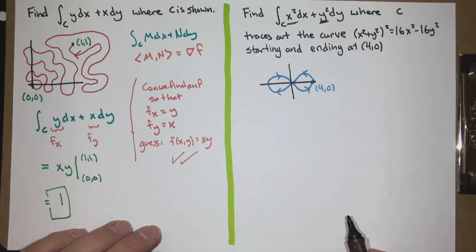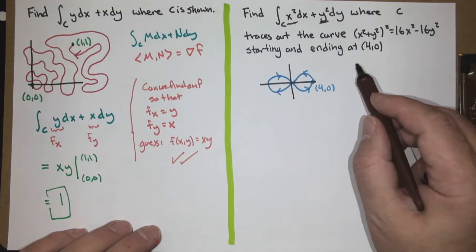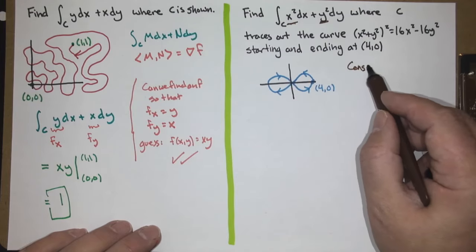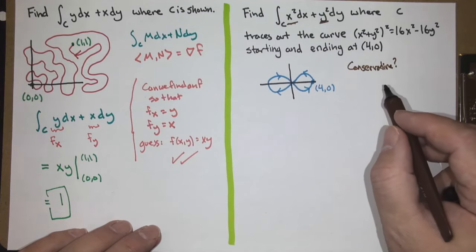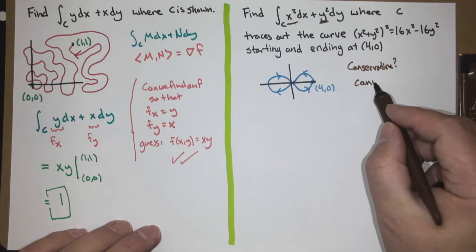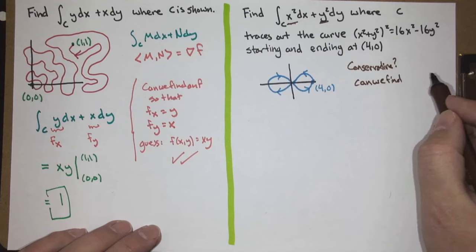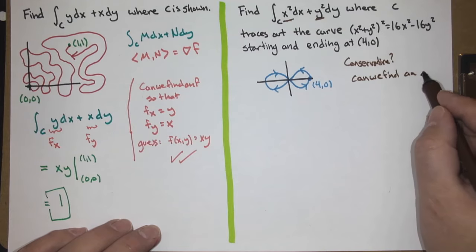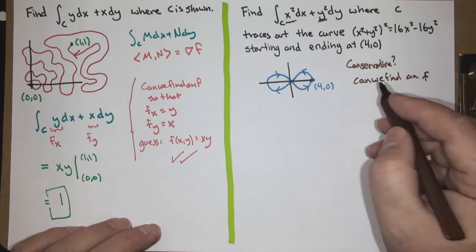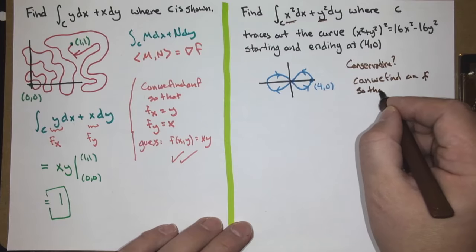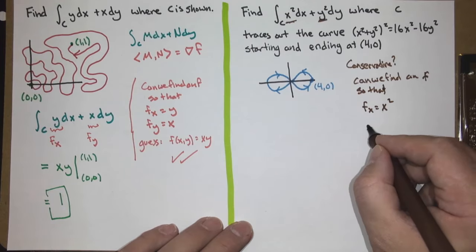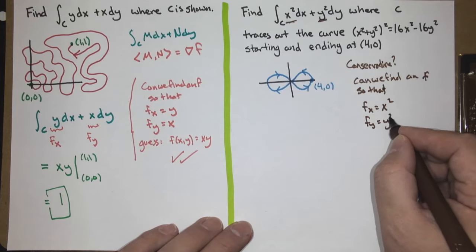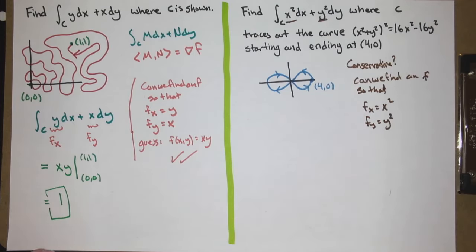We've got our x squared and our y squared. So we say, well, maybe, is it conservative? Well, okay. Can we find an f so that when we take our f sub x, we get x squared, and f sub y, we get y squared? Any thoughts? Does such a thing exist?